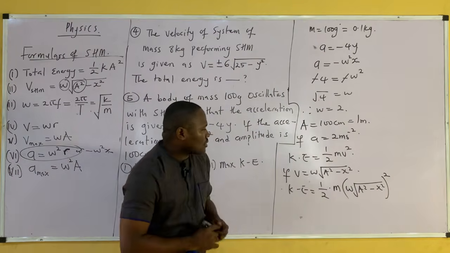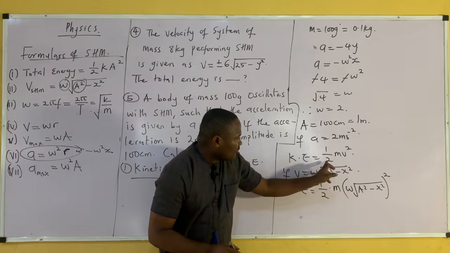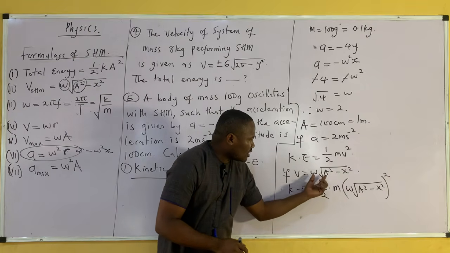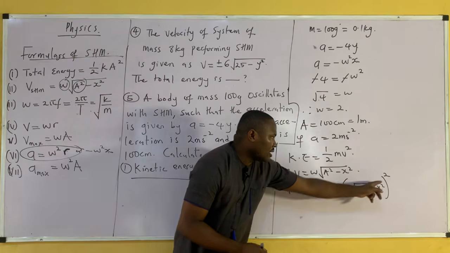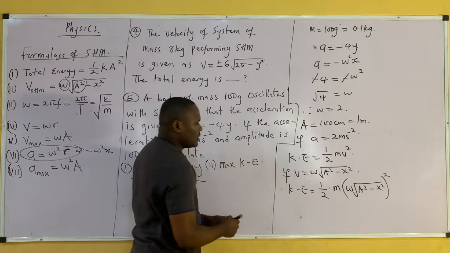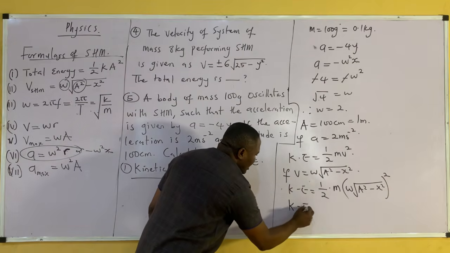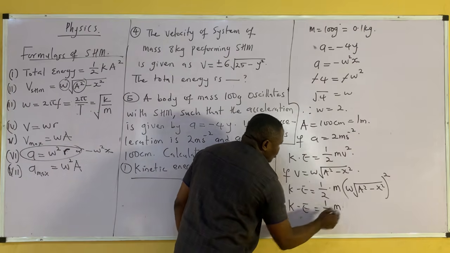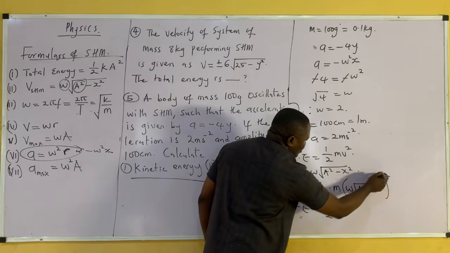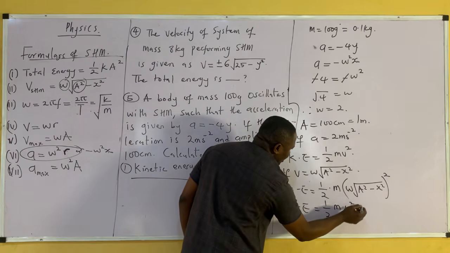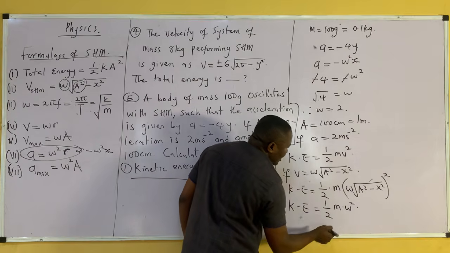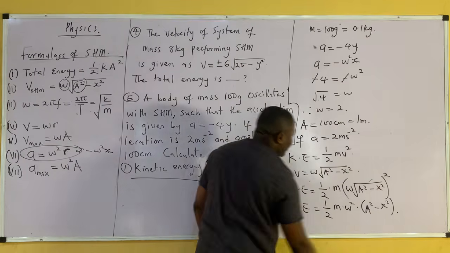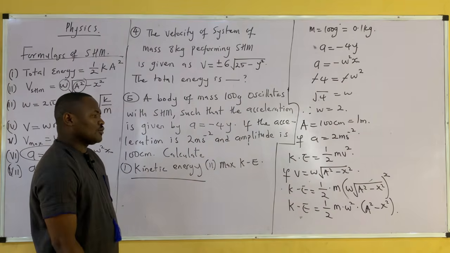I want you to take note of what I've just done. My formula is 1 over 2 mv squared and v equals this. So I'm putting all of this in place of v, then I'm squaring them. Now, what will be the final formula? It can be equal to 1 over 2m times, now look at this, this times this gives me w squared, while this will cancel out this to give me open bracket a squared minus s squared.